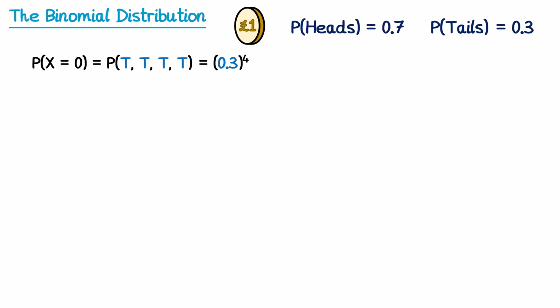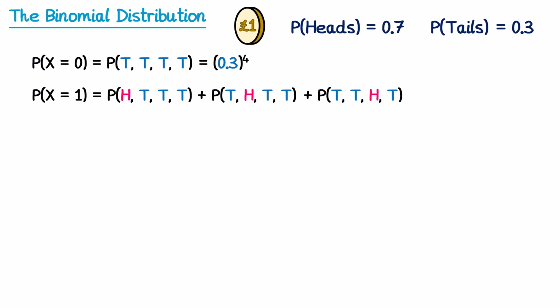For the probability that x is equal to 1, we're going to throw 1 heads, and then have the rest as tails. Now there are different ways of doing this. It could be heads, tails, tails, tails, or tails, heads, tails, tails, or tails, tails, heads, tails, or tails, tails, tails, heads. Let's work out these probabilities.